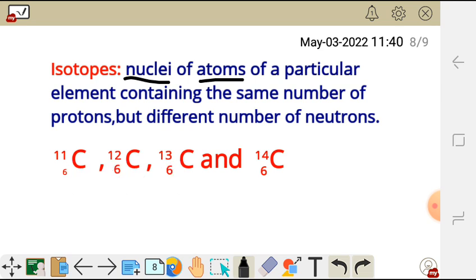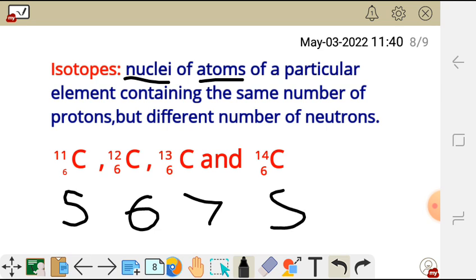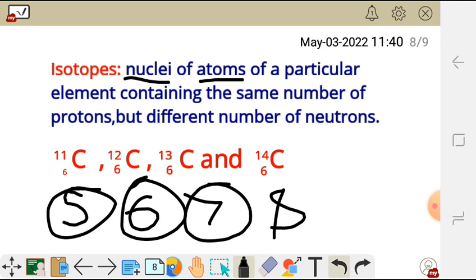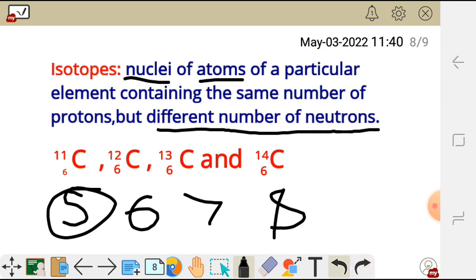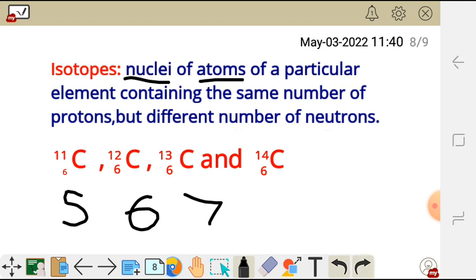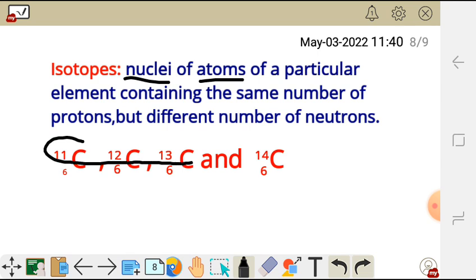Remember, if you subtract these 6 from the mass number, like here, we are going to have a 5, which is the number of neutrons. Here we are going to have a 6, here 7, there 8. So here we have 5 neutrons, here 6 neutrons, here 7, there 8, meaning they have a different number of neutrons. Or we can just define it as atoms of the same element having the same proton number but different mass numbers. So that is what we call an isotope.